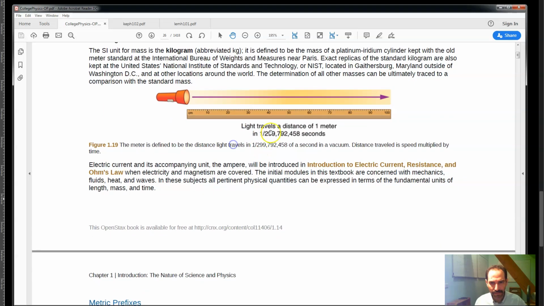And so this is basically the meter. Light travels a distance of 1 meter in approximately 1/300 millionth of a second. So the meter is defined to be the distance light travels in 1/300 millionth of a second in vacuum, and distance traveled is speed multiplied by time.